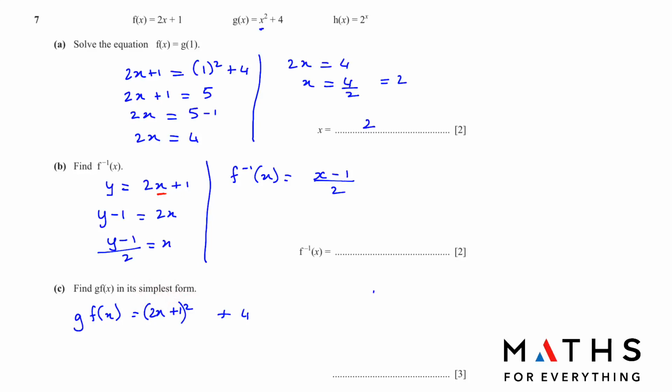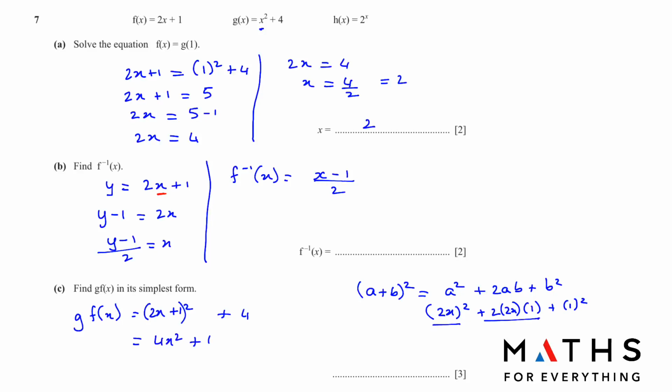You can either use the rule (a plus b) squared is equal to a squared plus 2ab plus b squared. A is 2x in this case. So wherever there is a, substitute it with 2x, and b is 1. This will give us 4x squared plus 4x plus 1 plus 4. The numbers, you can add them together, plus 5.